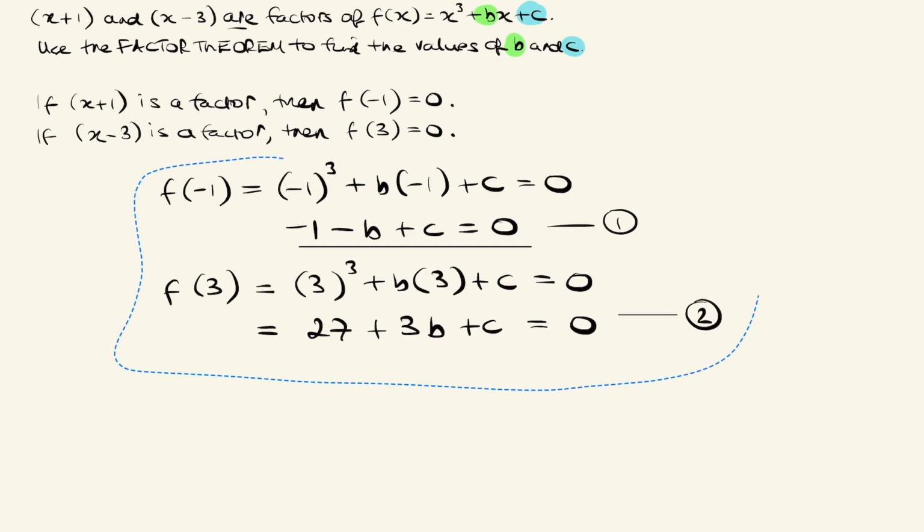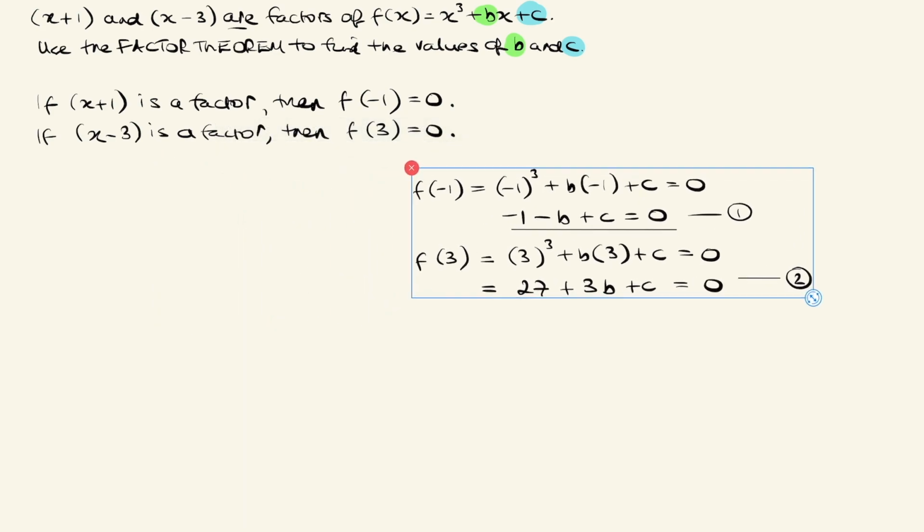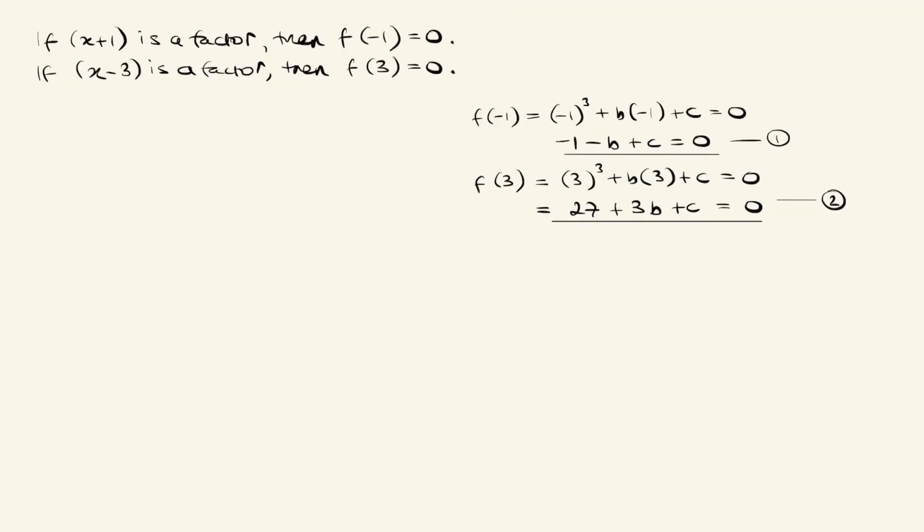So you can see now that I've got two equations, and because I've got two equations, I can find two unknowns, b and c. And because I know that 0 equals minus 1 minus b plus c, and 0 also equals 27 plus 3b plus c, then I can write this. I can write minus 1 minus b plus c equals 27 plus 3b plus c, because on both sides that equals 0 and that equals 0, so they equal each other. And then I just need to do some tidying up.